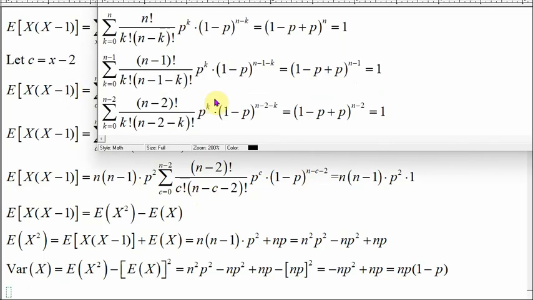At the beginning of the video, we had these three results right here. And now we're going to use this last one right here. So here, instead of k, we have c. And so this sum right here is 1. So the result here is going to be n times n minus 1 times p squared times 1.